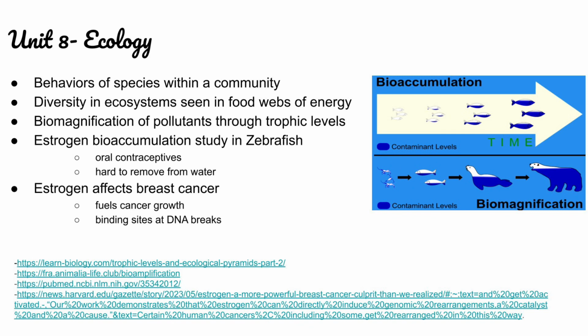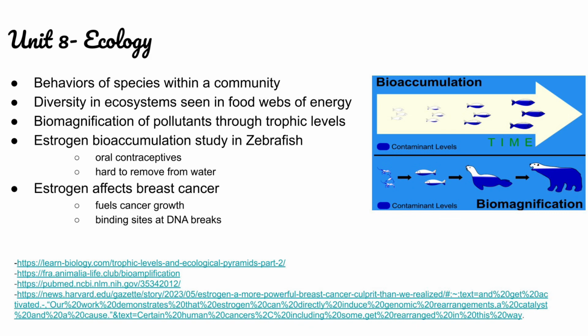Biomagnification is the process where pollutants become more present in an organism as you go up through the trophic levels. So, like the consumers more and more get these pollutants in their body. One such example is estrogen bioaccumulation, and we saw there was a study in zebrafish that it was accumulating because estrogen is found in oral contraceptives and it's hard to remove from the water. So it's accumulating in the zebrafish, and so then it's accumulating in lots of marine organisms.